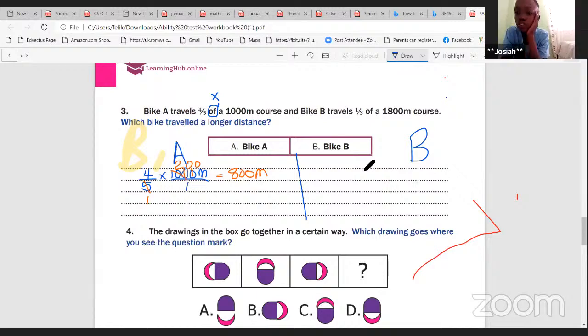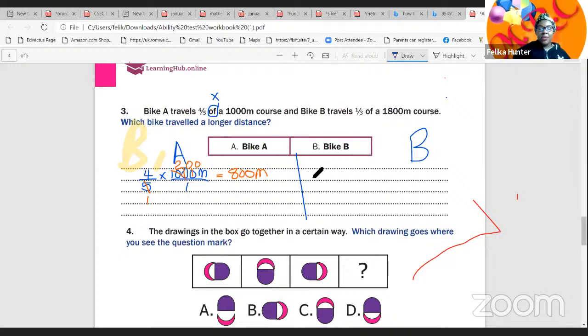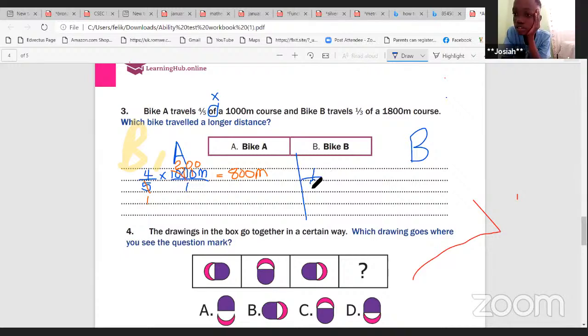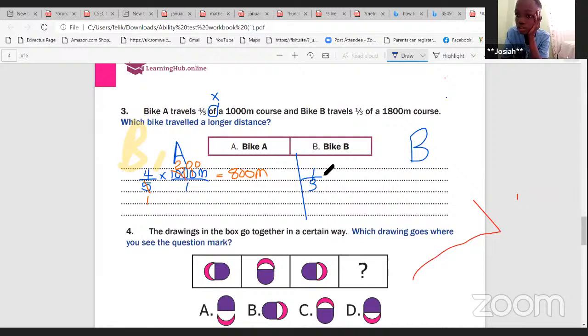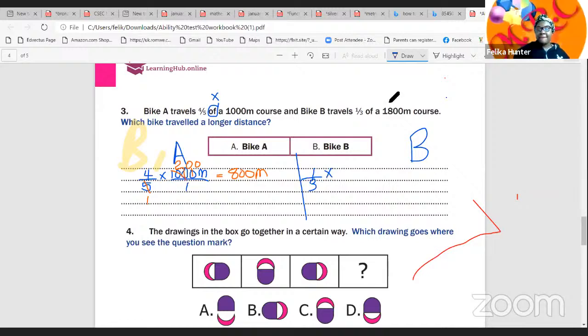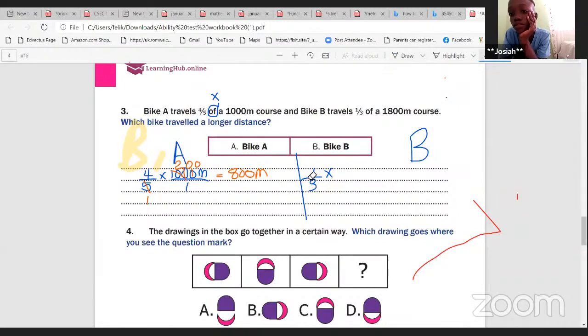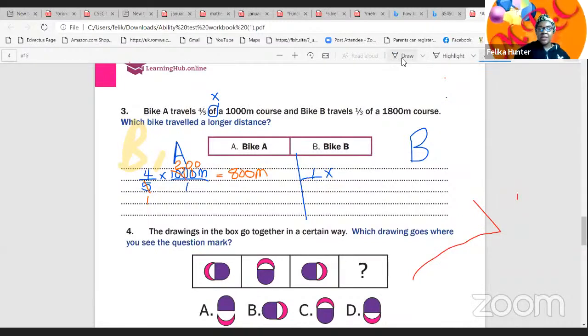Miss, 1/3. 1 over 3. Another way of saying 1 over 3 is to say 1 what? Third. 1/3. Multiply by 1,800. 1,800. Good.